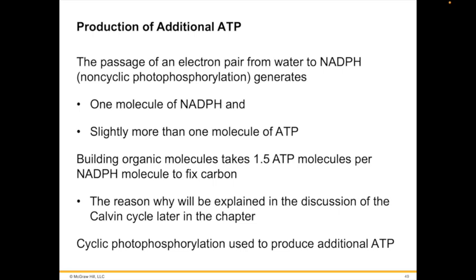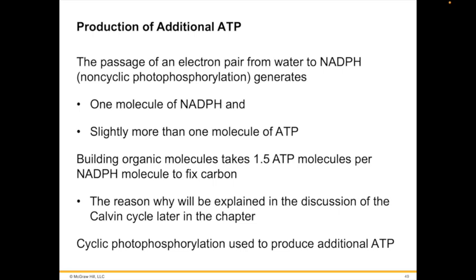The passage of an electron pair from water to NADPH in the non-cyclic photophosphorylation generates one molecule of NADPH, and slightly more than one molecule of ATP. As you will learn later in this chapter, building organic molecules takes more energy than that. It takes 1.5 ATP molecules per NADPH molecule to fix carbon.